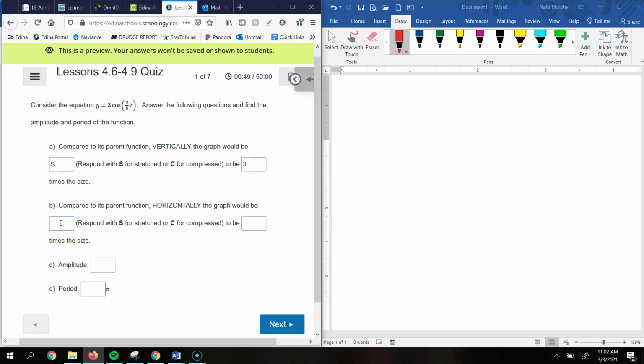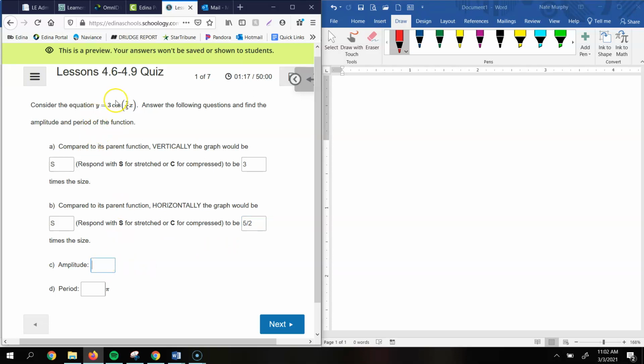Now the 2/5, remember, that's going to be how the graph is affected horizontally. But we have to take the reciprocal of that. The reciprocal of 2/5 would be 5/2. And 5/2 as a decimal is bigger than 1, so this would be a stretch as well. And you could either put 5/2 here, or if you put 2.5, that would have given you the correct answer as well. So either way, 5/2 or 2.5 would be your answer there.